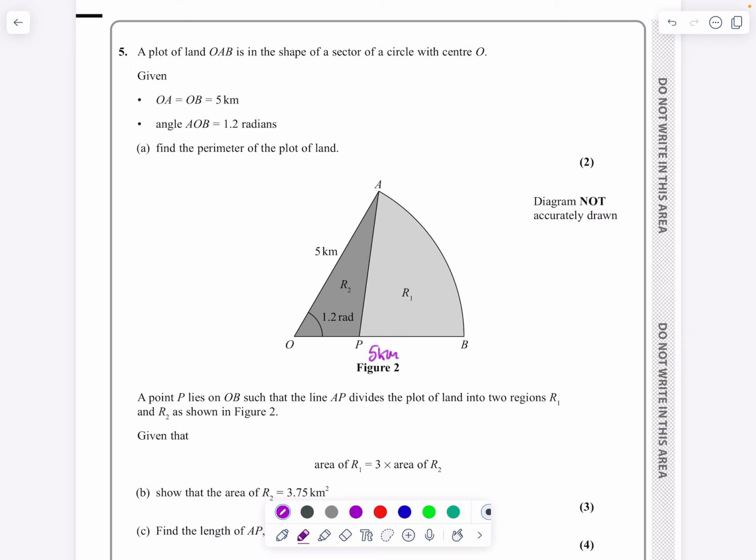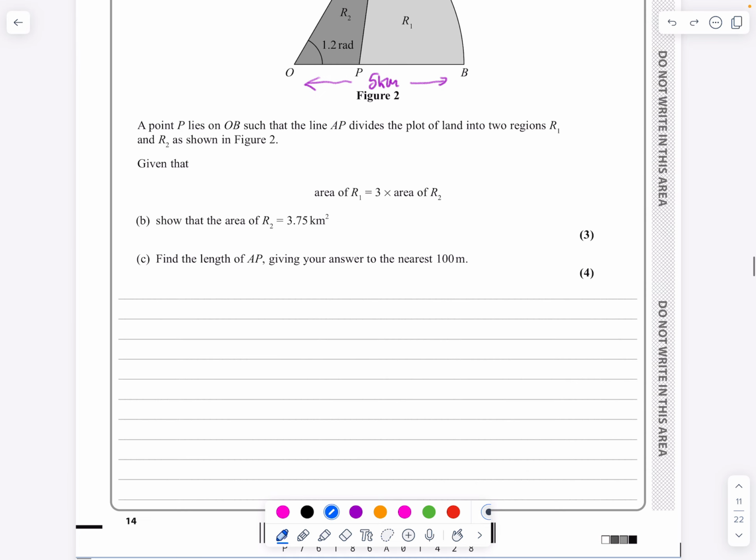So I know that length all the way across there is equal to 5, and it says that the angle is 1.2 radians. That's already on my diagram, and it asks me to find the perimeter of the plot of land. So the perimeter is that length, and the arc AB. Well, that's really easy because AB is an arc that we can find.